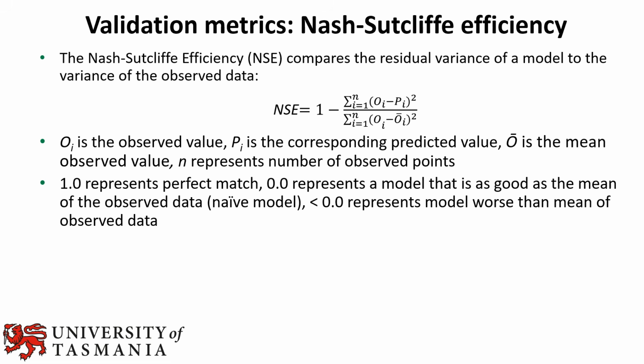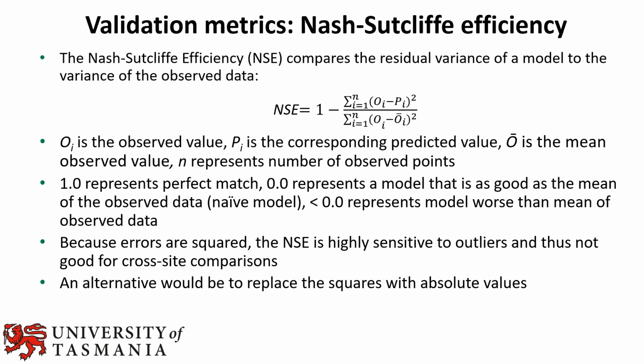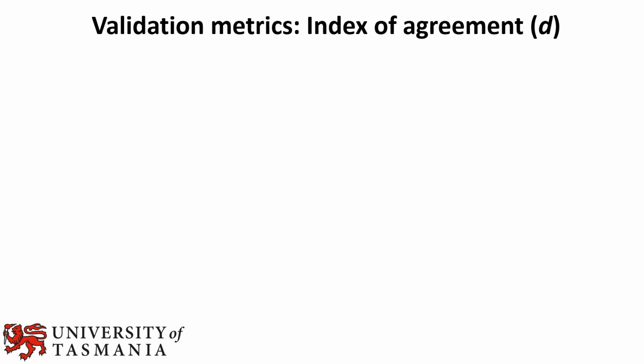Now, if you get a value of 0 for NSE, where this term actually equates to 1, that indicates that you've got a naive model. So your model is predicting no better than the mean of the observed data. Ideally, your NSE is as close as possible to 1. A value of less than 0 indicates that your model is actually worse than the mean of the observed data. Because errors are squared, again, similar to RMSE, the Nash-Sutcliffe efficiency is highly sensitive to outliers, so a better approach might be to replace these squares with absolute values.